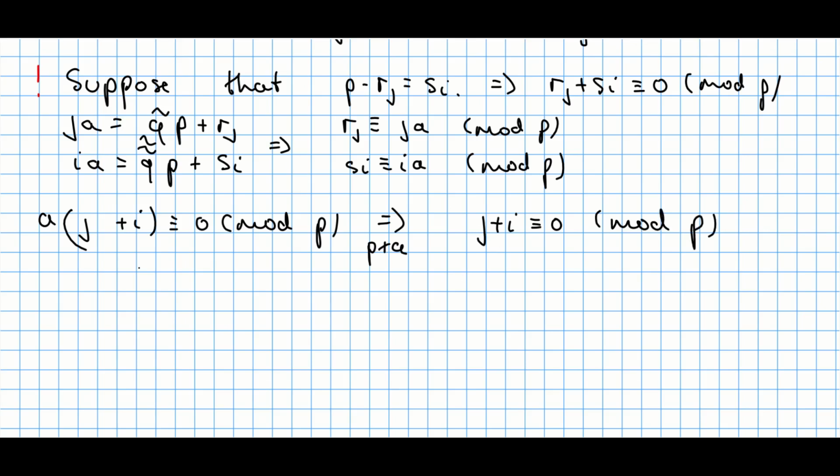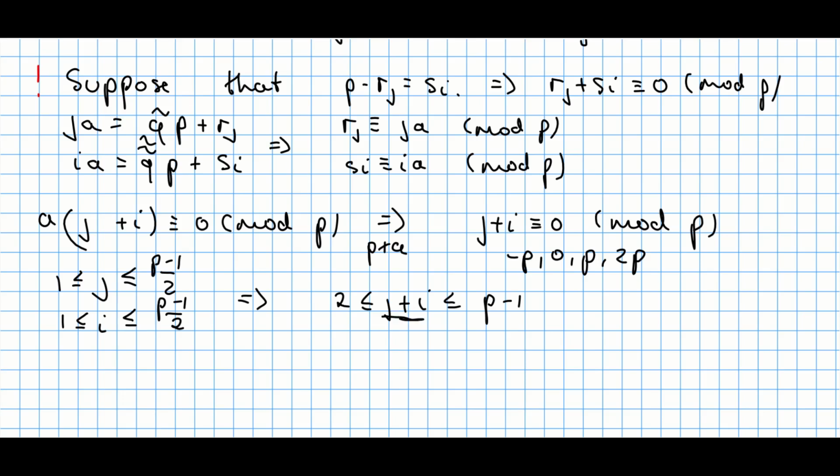And now it's time to recall that j is between 1 and p minus 1 over 2, and similarly goes to this index i. Now, if I add those inequalities, I'll get that j plus i has to be between 2 and p minus 1. But we know that j plus i is congruent to 0 modulo p, so this is a number 0, p, 2p, negative p, and so on and so forth. But this number j plus i is squeezed between 2 and p minus 1. And we cannot find neither p, nor 2p, nor 0, nor negative p. So therefore, we reached a contradiction. So we assumed that those elements are equal, and we reached the following contradiction right over here.